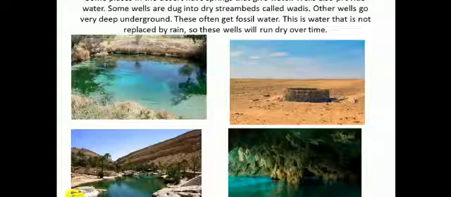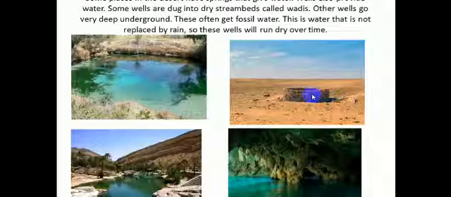As we see here, these two sides are the dry stream beds, and people can dig the wells on these two sides. That's the well. Other wells go very deep underground. These often get fossil water, and that is the fossil water. And this water is not replaced by the rain. So these wells will run dry over time. Sometime will be dry. So that's the first valuable resource.